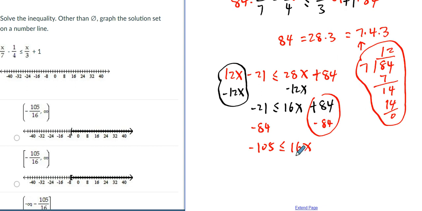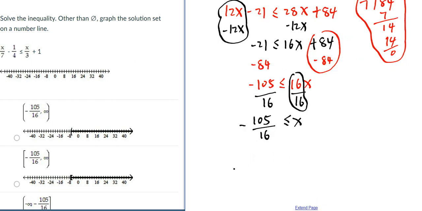Okay, both sides divided by positive, not negative. Positive, because you want to make this one be 1. So x on the right-hand side, and here is negative 105 over 16. So then you know if here is 0, negative 105 over 16 might be here.